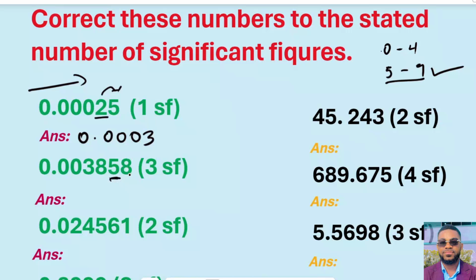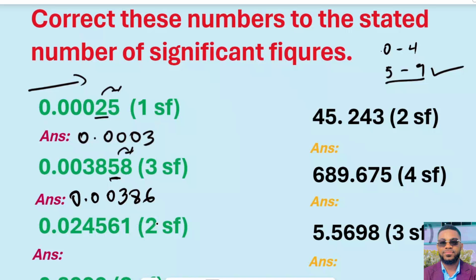Now we have to check the number behind, and the number behind is going to be 8. It falls within this range, 5 to 9. So we're going to add 1 to this 5, making 6. That means we maintain all these numbers and we change this one to 6. So that's going to be 0.00386. So that's the correct answer.